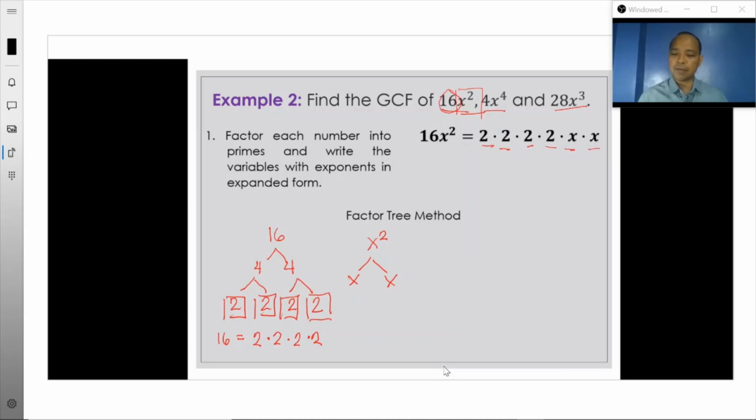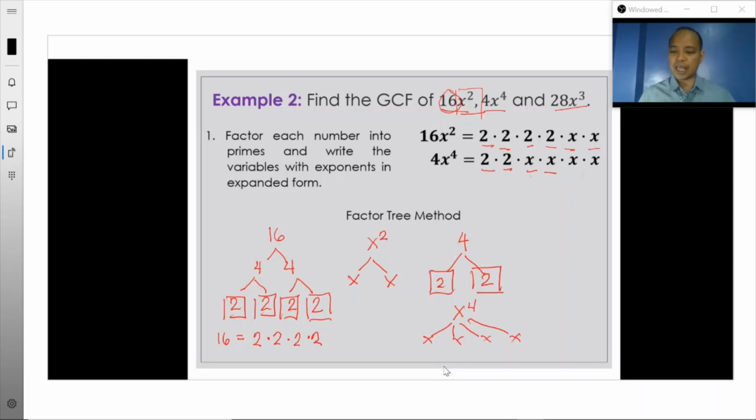This time now, let's work with 4x to the fourth. So again, start with 4. Decompose that into the factors 2 times 2. And that's it. You stop because these are already prime numbers. And then x to the fourth can be decomposed as x times x times x times x. Therefore, the prime factorization form of 4x to the fourth is 2 times 2 times x times x times x times x.